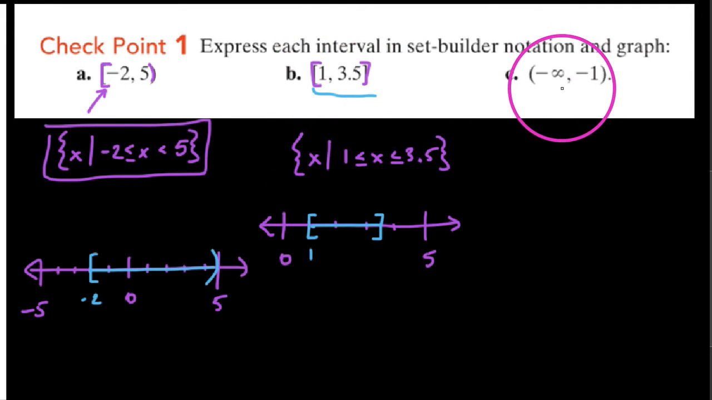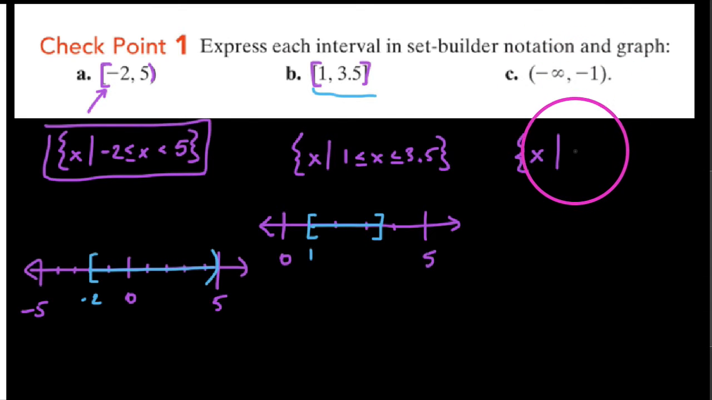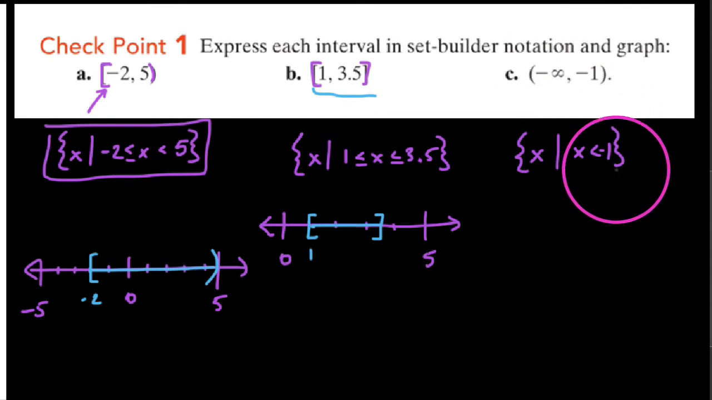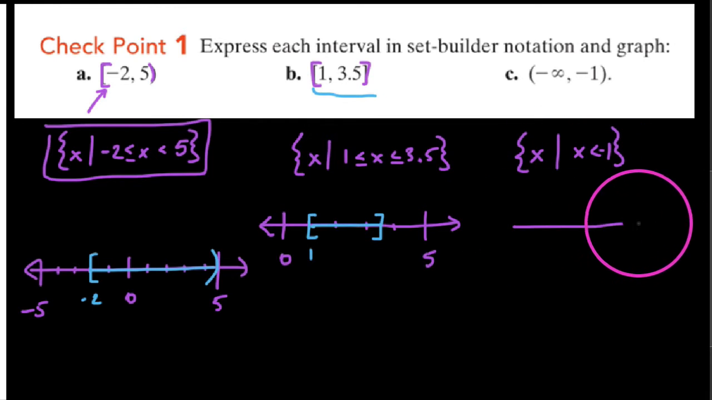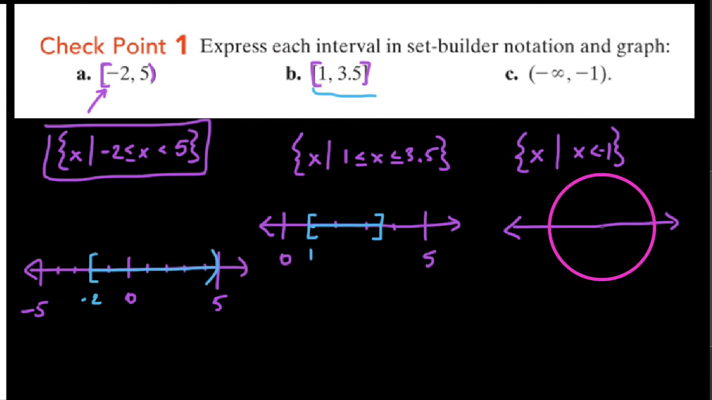And then last but not least, negative infinity up to -1. We notice that we're not including negative infinity, of course, but in this case, we're also not including -1. So in set builder notation, this is essentially all x values such that x is less than -1, purely less than -1. So here's what it looks like in terms of an interval on the number line.